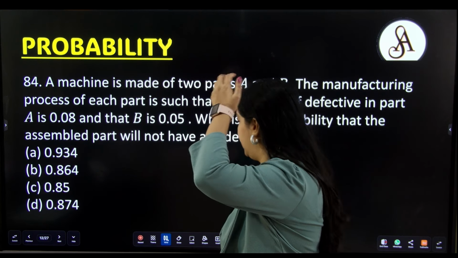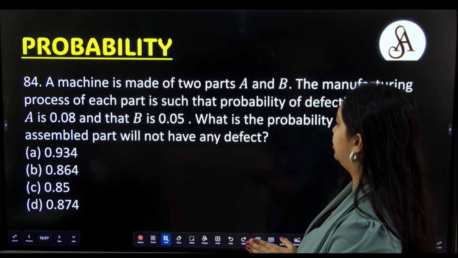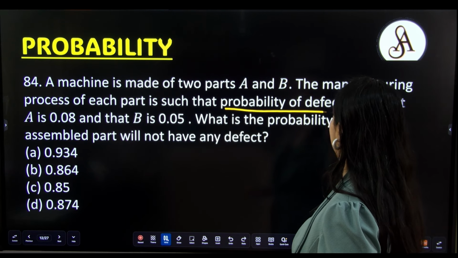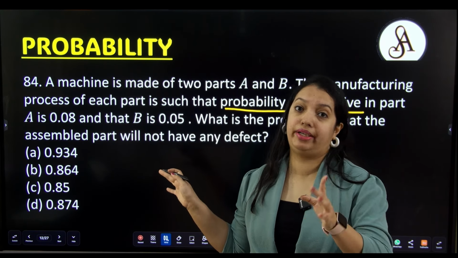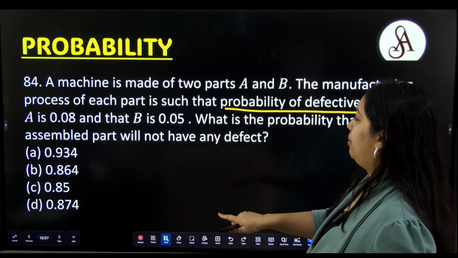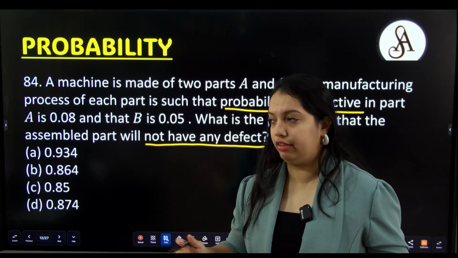A machine is made up of two parts, part A and part B. The manufacturing process of each part is such that probability of defective. Whenever you see probability of defective, you can solve that question using binomial distribution, but that's not required here. What is the probability that there is no defect at all? I don't want any defect.